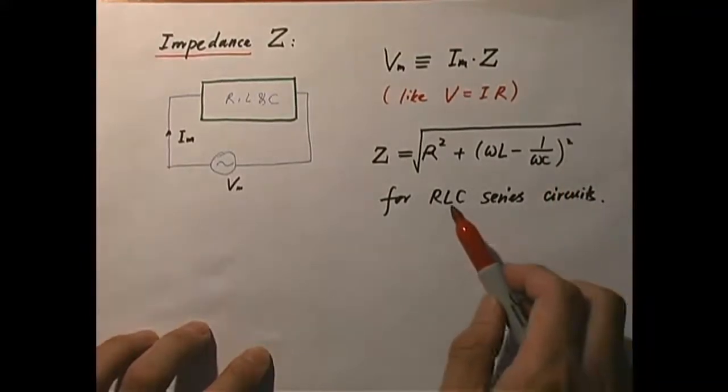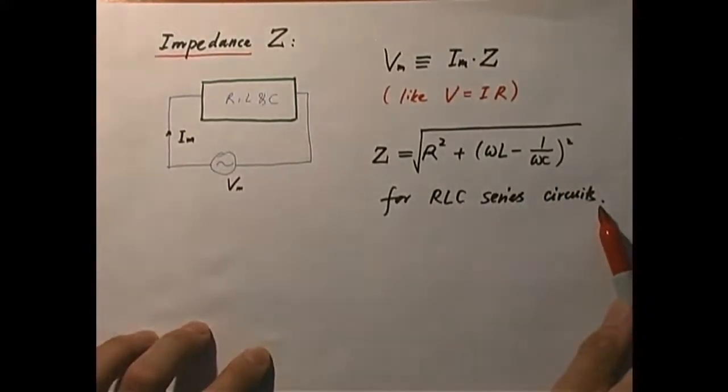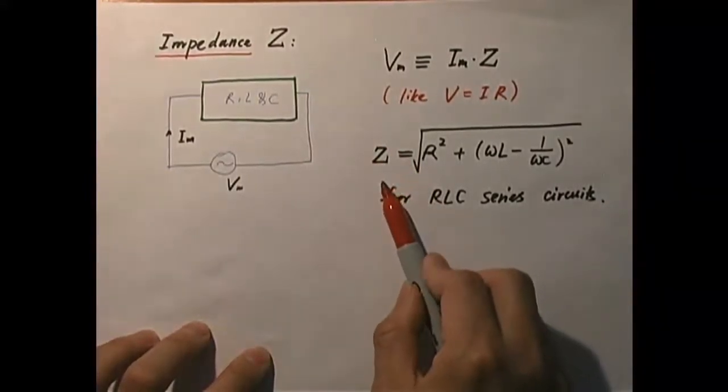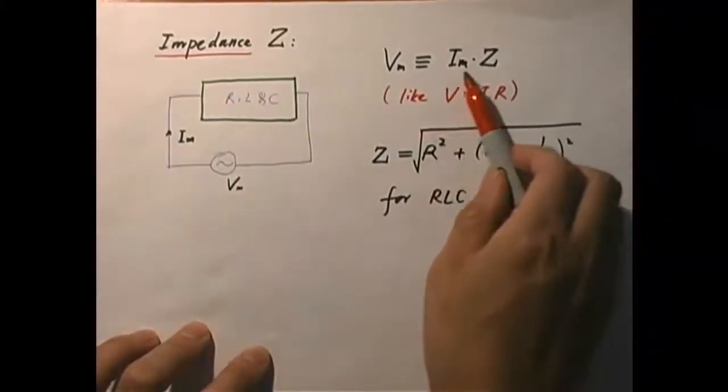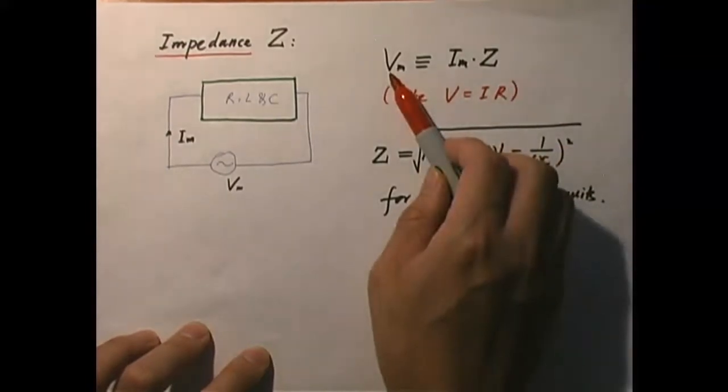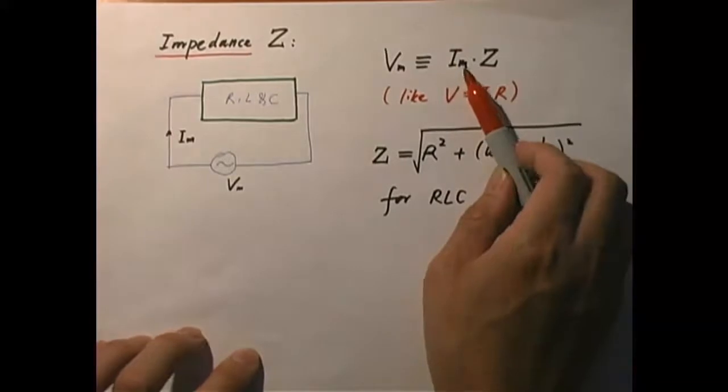This is only valid for an LRC series circuit. If I put L, R, and C in a different order, not all in series, the value of Z, the impedance, can change. But the definition remains the same. It is a ratio of the EMF amplitude and the amplitude of the resulting current.